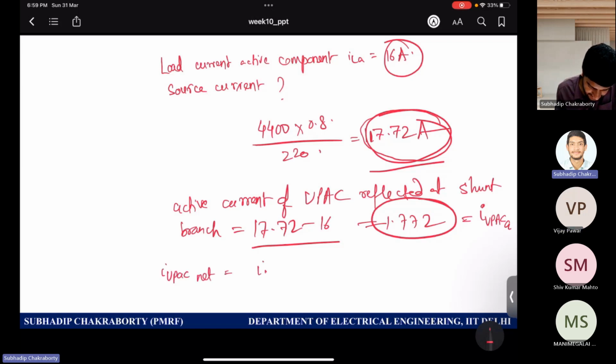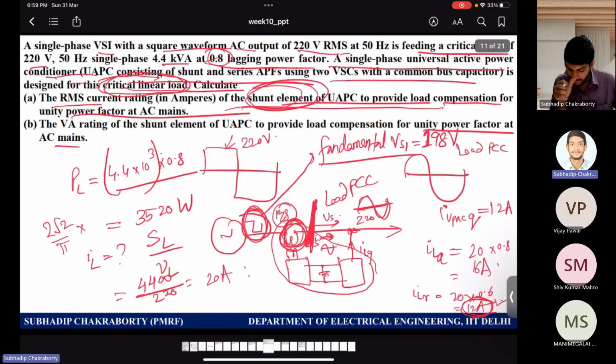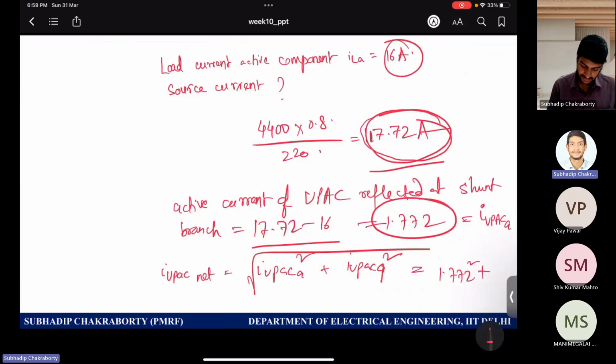So what is I UPAC net? It is the square root of the squares of the active and reactive components. So what is it coming? 1.772 whole square is the active, and reactive we calculated based on the load reactive power that needs to be supplied through the shunt path. So what was it? Reactive was 12 amps. So we calculate, this is the answer, the RMS shunt current rating. So how much is it coming?